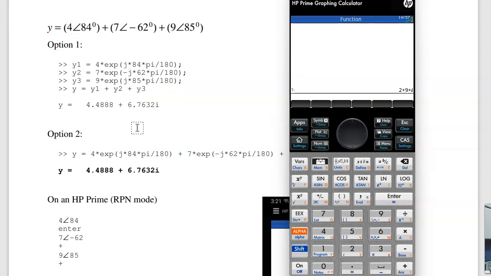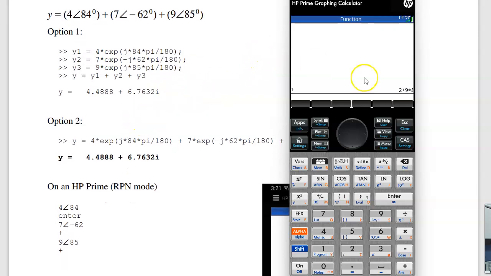I can do that in polar form. This is where the calculator is actually a lot easier. What this means is 4 times e to the j 84 degrees, converting to radians, 7 times e to the j minus 62 degrees, 9 e to the j 85 degrees. Add them all up, I get an answer.